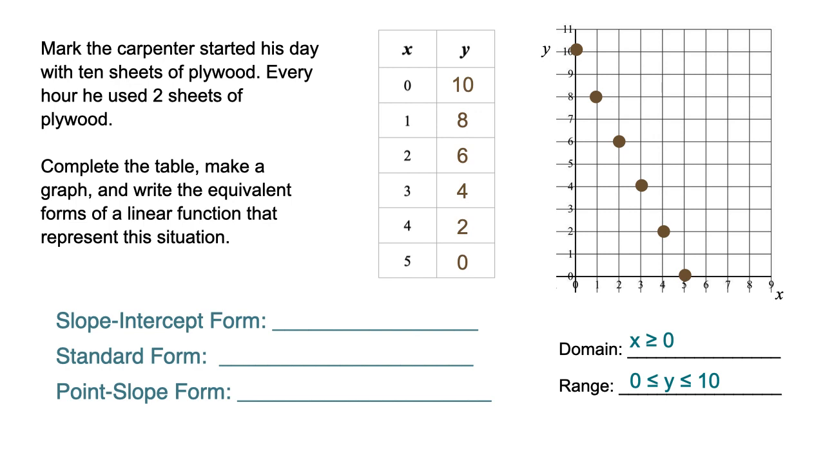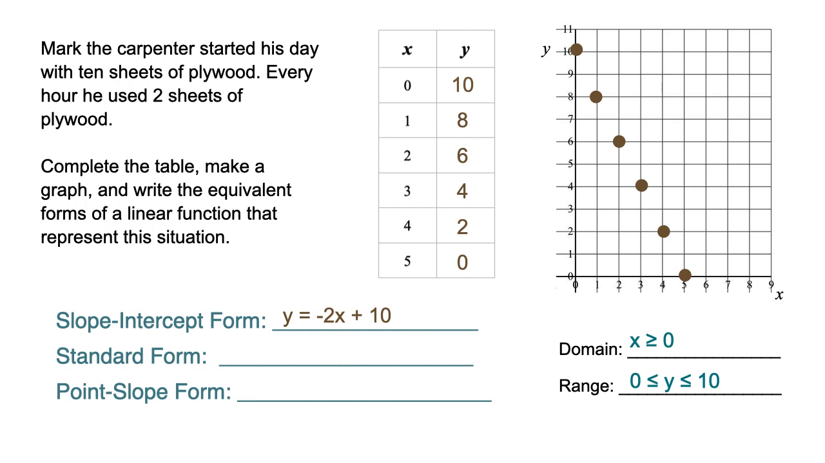Now let's go on to our equations. The slope-intercept form is the most familiar, y equals mx plus b, where m is your slope and b is your y-intercept. So y equals -2x plus 10, because -2 is the rate of change and 10 is the initial value.